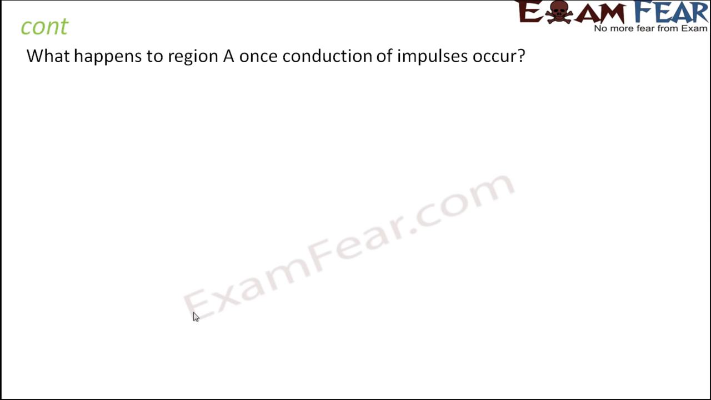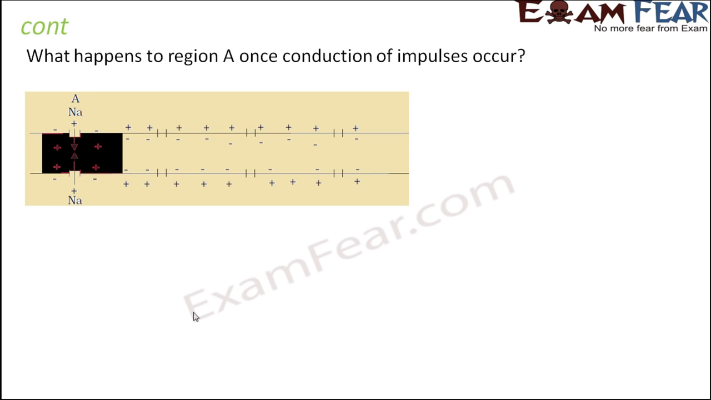So let us have a look at what happens to region A once conduction of impulses starts to take place. This was the first scenario when the action potential got generated. This is region A. Due to influx of sodium ions, a lot of positive charges are inside, so inside it becomes positively charged and outside becomes negatively charged.